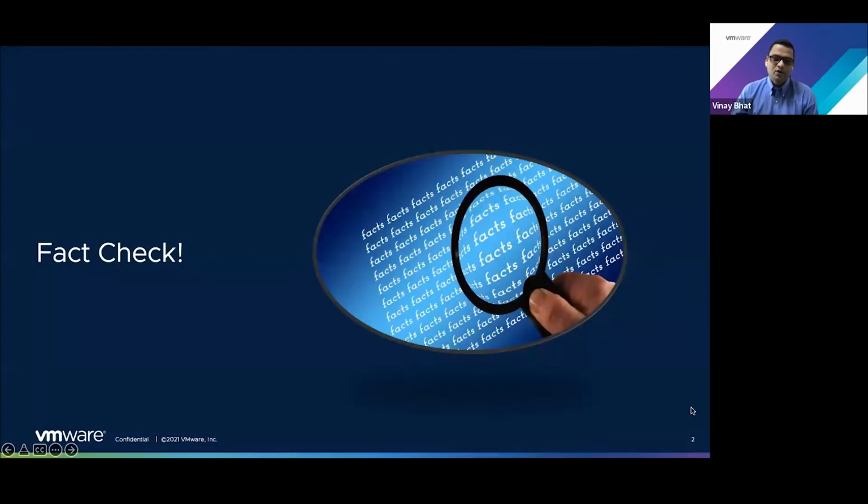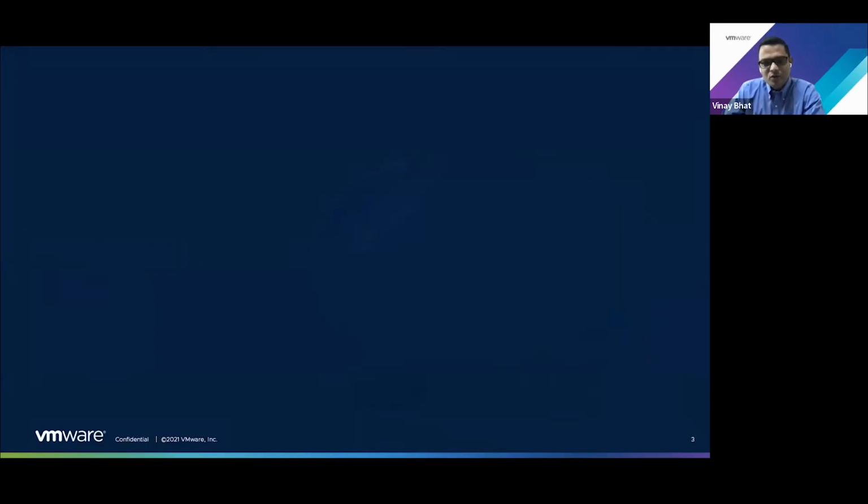So like I said, I want to do a quick fact check, right? We all have heard about Zero Trust Security, and Zero Trust Security today is almost like an abused word. So I wanted to first define what Zero Trust Security is, and then delve deeper into it.